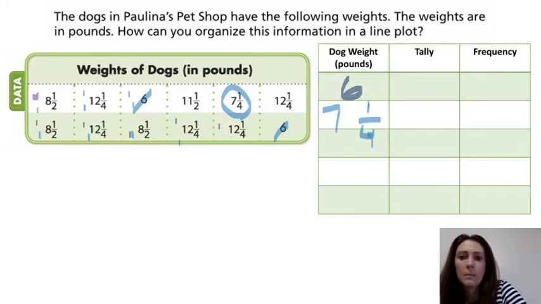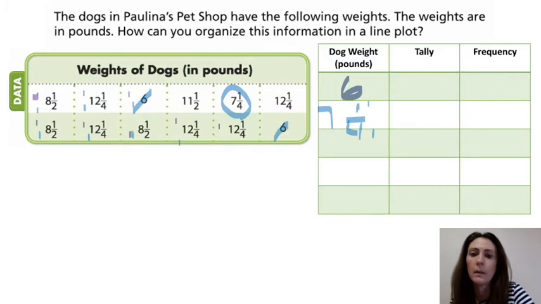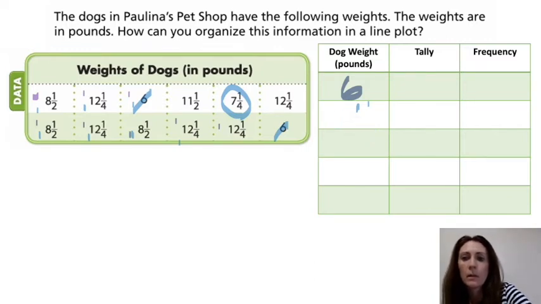Let me erase that and make that a little neater for you. 7 1/4. It's hard to write on the computer like that. Okay, so I have 7 1/4. All right, so now I can go on to the next one.